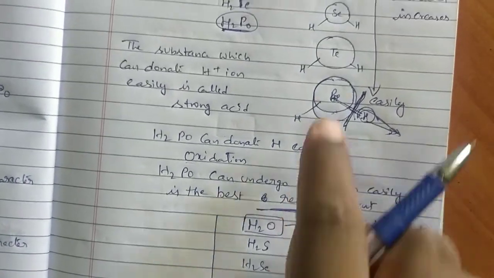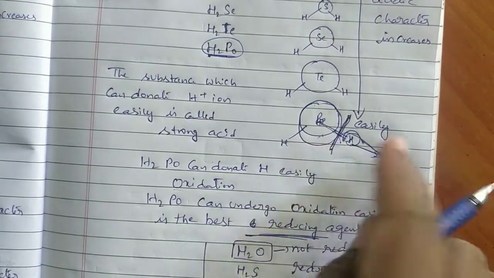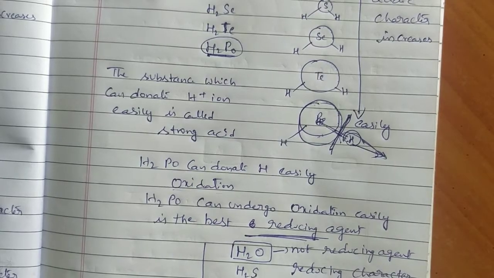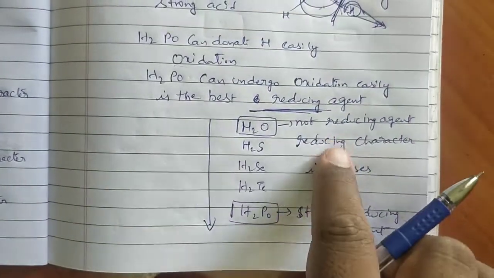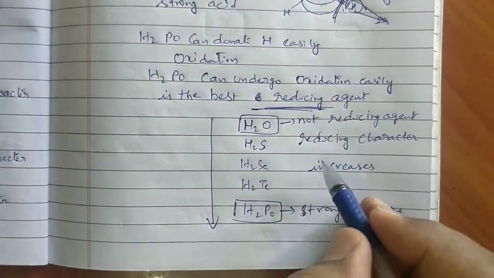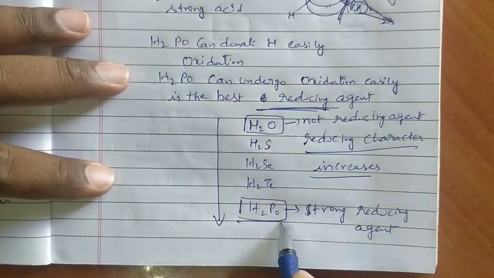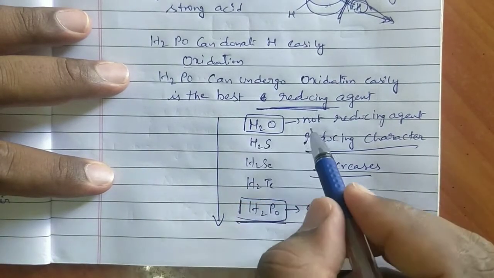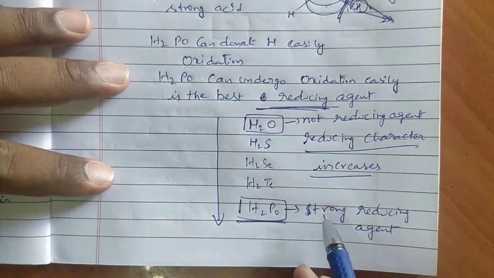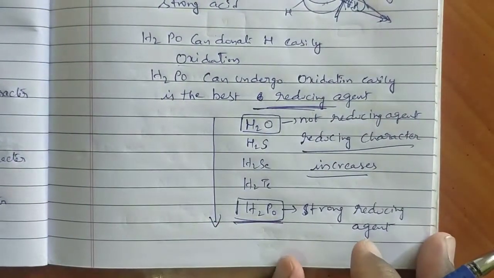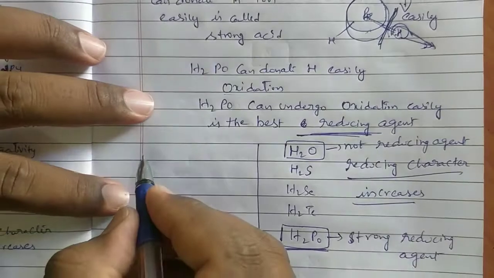Why is it donating H easily? This is the explanation: the central atom size is more, so bond dissociation enthalpy is less, and it can donate H easily. So acidic character and reducing character are directly proportional. When acidic character increases, reducing character also increases. Top to bottom, reducing character increases. Which one is the strong reducing agent? H2Po. H2O is not at all a reducing agent; the remaining are all reducing agents. I hope you are clear. This is about reaction with hydrogen.